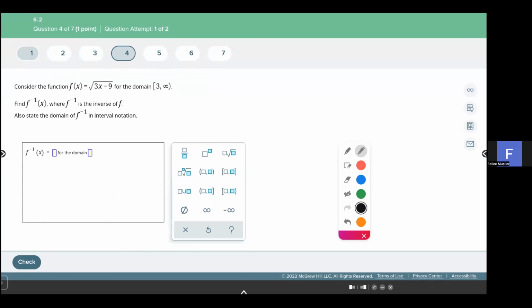All right, consider the function the square root of 3x minus 9 for the domain of 3 to infinity, and also state the restricted domain. One of the things you have to remember is that a square root is canceled out by a square. Later on, a cube root is canceled out by a cube, and a fourth root is canceled out by a power of 4. We don't really see it here, but there is a little invisible 2 there. Pretty much you just raise to that power to cancel it out.